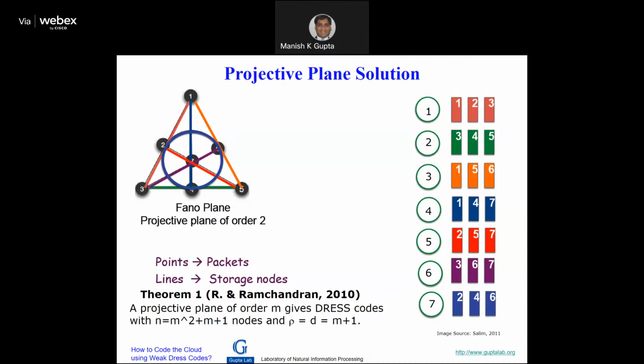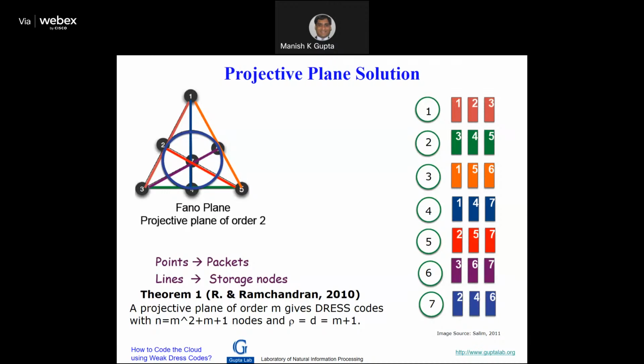Of course, you don't have to go into the details of the theorem, but at least I hope you got the idea. Now, the question is, can you go beyond this configuration? So when this came actually in 2010, immediately we thought, can we do something? Because ultimately we have to use some discrete math.